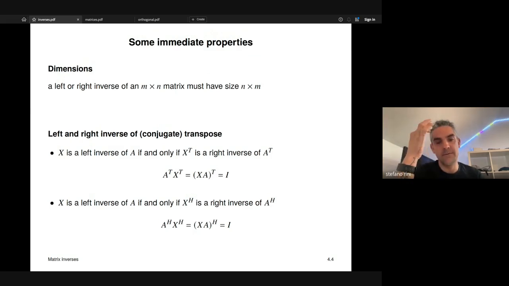X is a left inverse of A if and only if X transpose is the right inverse of A. This is easy, right? The transposition flips the matrices, so A transpose times X transpose is equal to X times A transpose. X times A is equal to the identity matrix, and if you transpose the identity matrix, we have the identity matrix. So everything is nice. X is the left inverse of A if and only if X Hermitian is the right inverse of A Hermitian. Same thing with complex matrices.